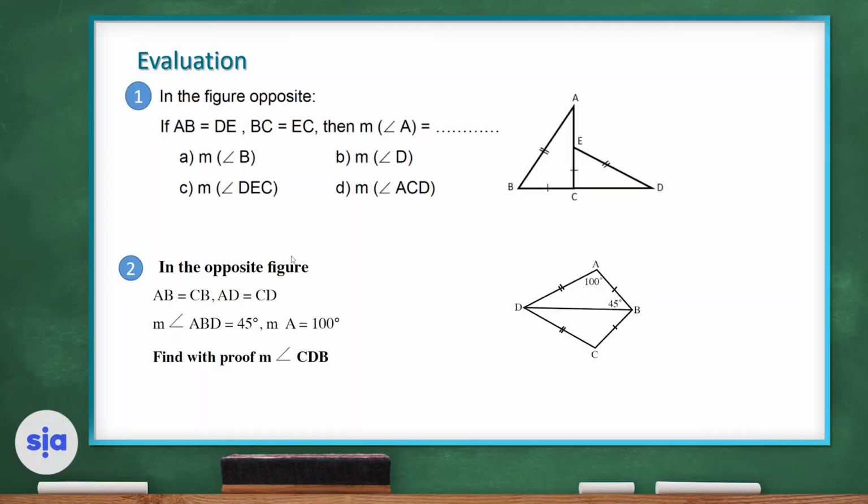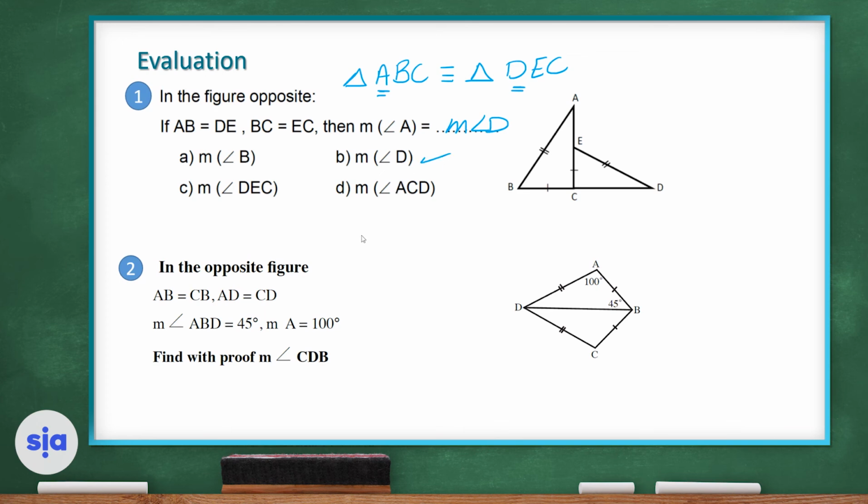In the figure opposite, if AB is congruent to ED and BC is congruent to EC, then for sure we have here triangle ABC is congruent to triangle DEC. Then the measure of angle A is equal to the measure of angle D. So the right answer is choice B.